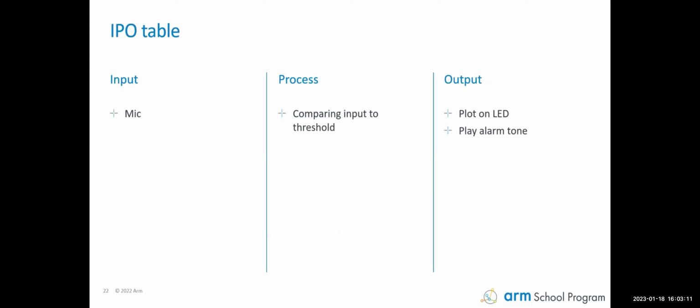So the IPO for this one is pretty straightforward. There is a microphone, it is obviously listening constantly when you tell it to do so, and it's comparing the input to a given threshold, and then when that threshold is met, it will play the alarm tone, and whilst it's measuring that, it will display the noise level on a chart on the microbit.